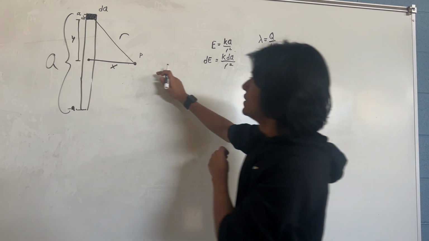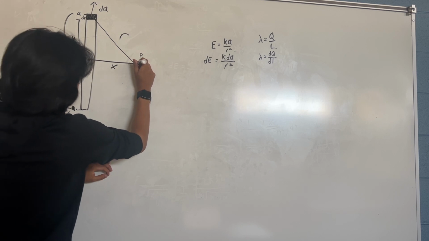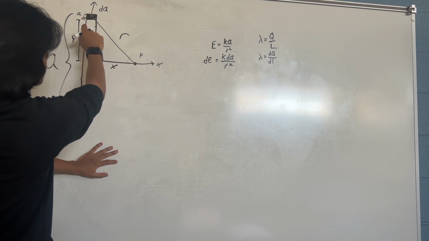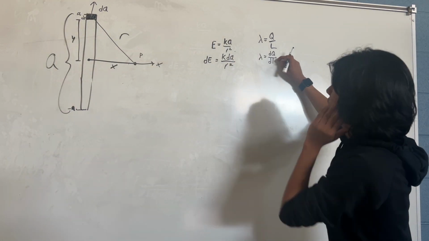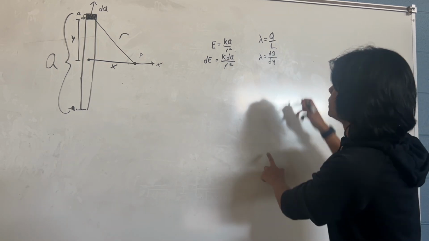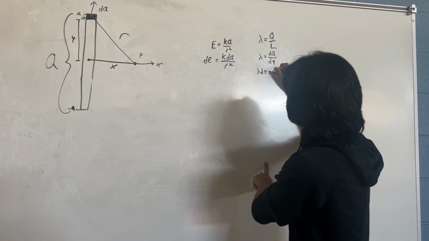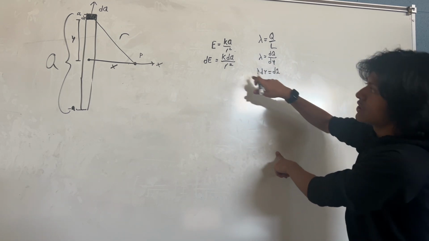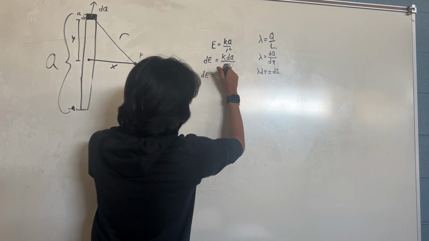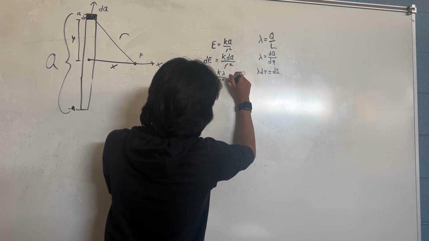But in this case, our length is going to be along the y-axis. So let me draw our directions here. Our length is just going to be along the y-axis. So instead of having dL right here, we're going to put dy. Solving for dq, we have lambda dy is equal to dq. Now we're going to make that substitution in. So dE is equal to k lambda over R squared dy.